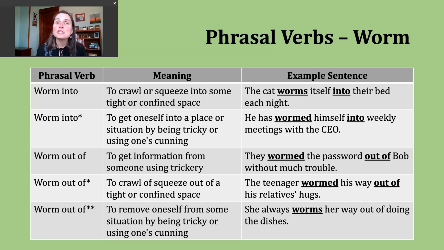Now, a third way to use worm out of can mean to remove oneself from some type of situation. Again, it usually involves some trickery or someone's wits, someone trying to be kind of clever in order to get out of something. An example of this, she always worms her way out of doing the dishes. Right? So maybe this is a responsibility, but this person finds a way to not have to do this particular chore. Right? Maybe you have a family member that is like this, that tries to find a way to escape a task that they find unpleasant.